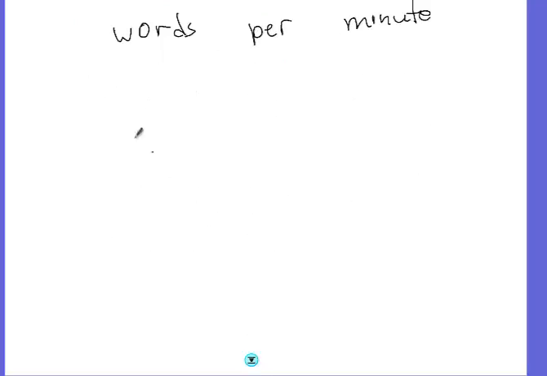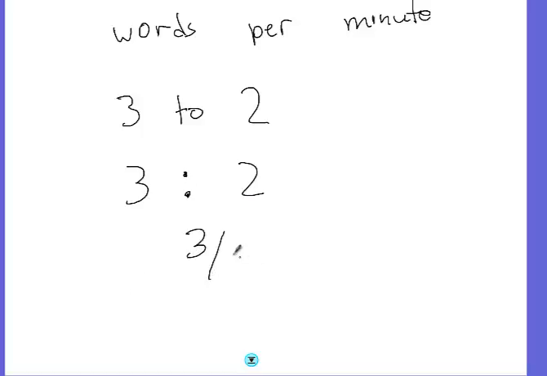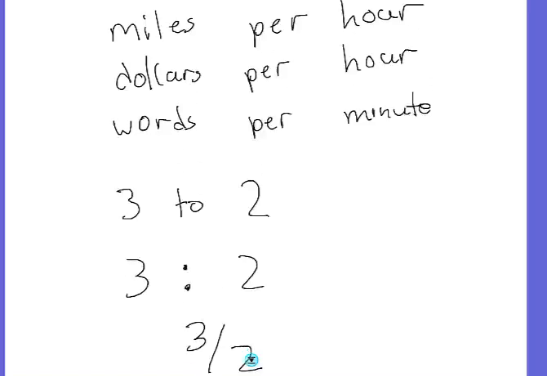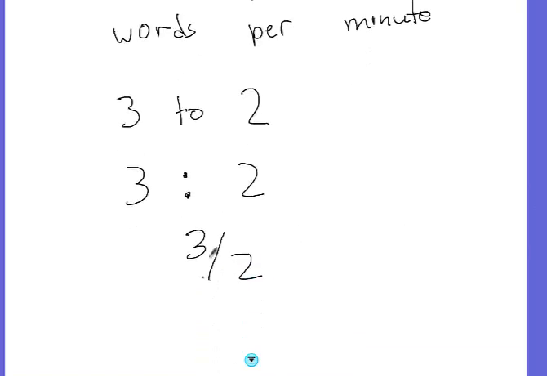There are three ways you can write a ratio. The first way is using the word to, so 3 to 2. The next way is 3 colon 2. The last way is 3 over 2. When it comes to solving proportions, we're mainly going to write it in fraction form.